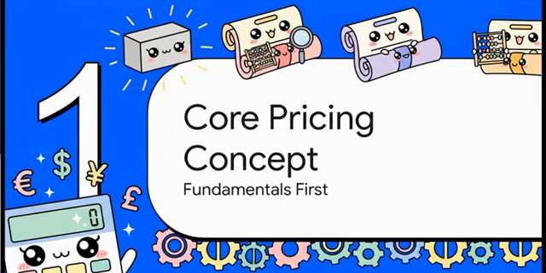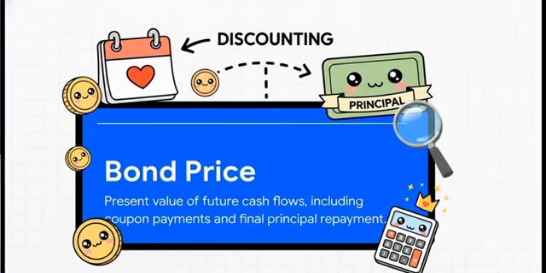Starting off with Section 1, the core pricing concept, fundamentals first. Look, before we even touch a calculator, we need to set the ground rules. What actually is a bond price? Put simply, it's just the present value of all future cash flows. That's literally it. That is the ultimate golden rule of bond valuation.